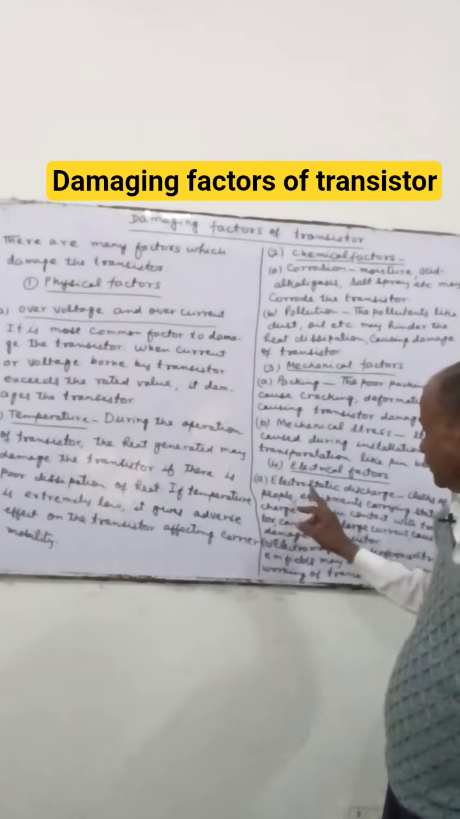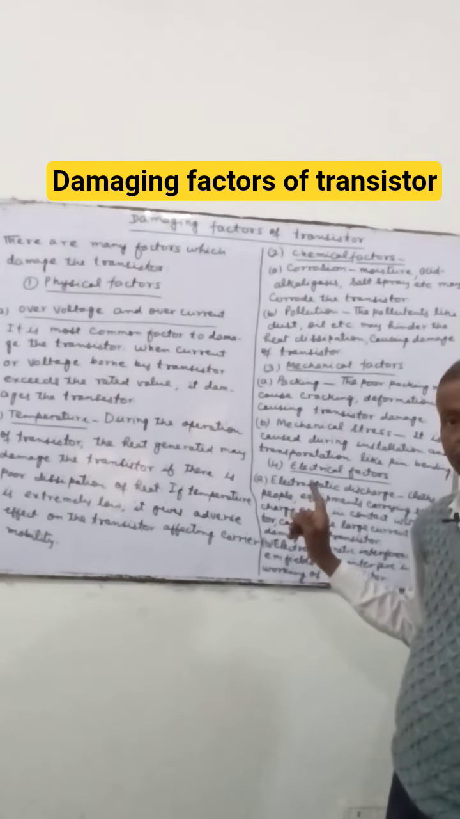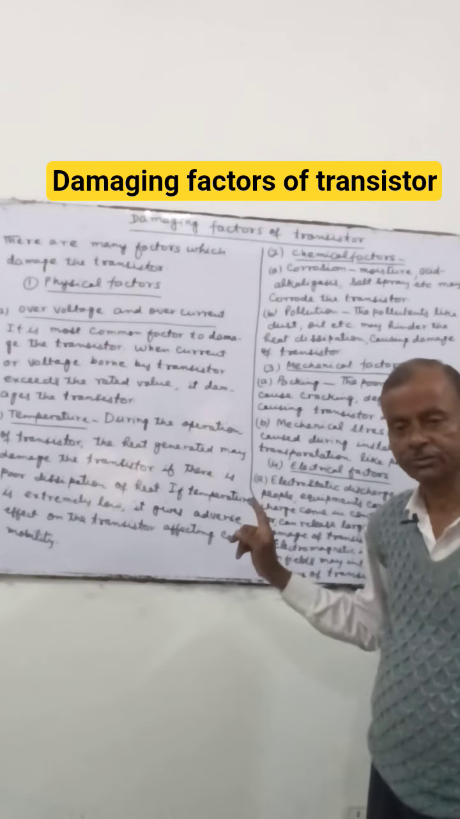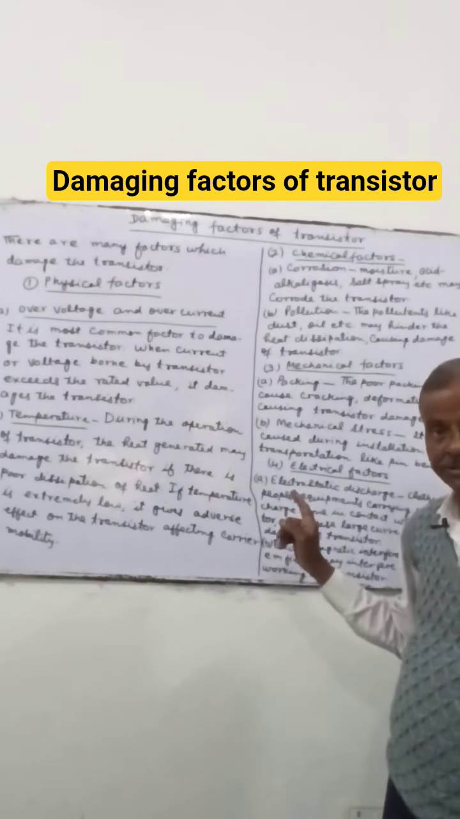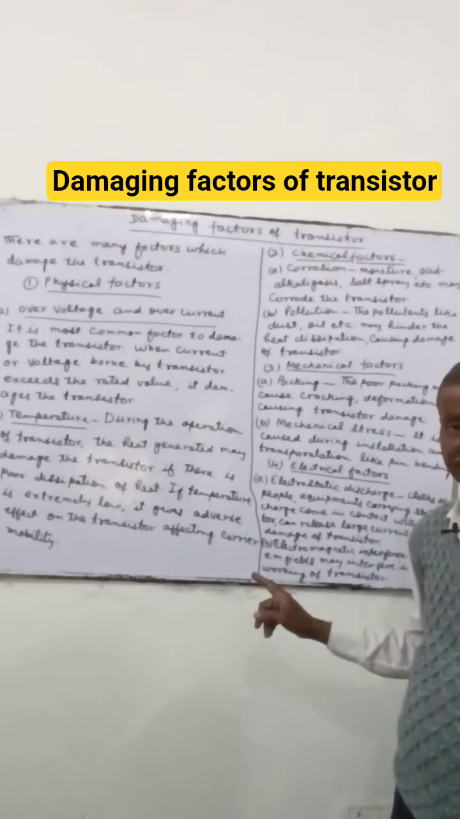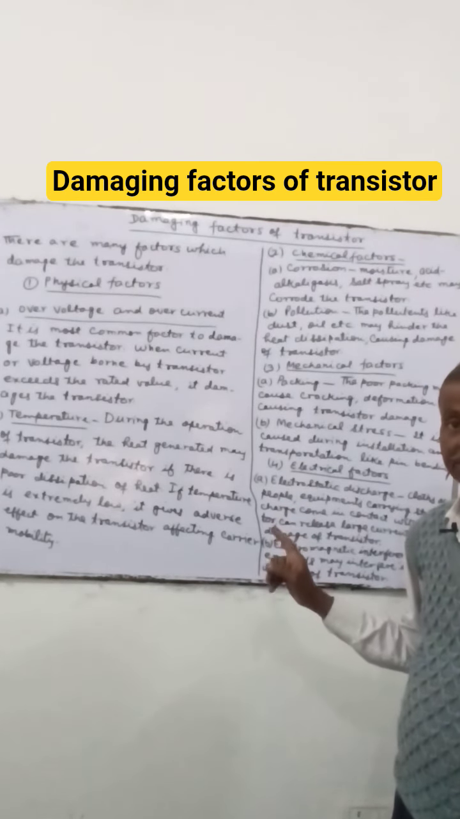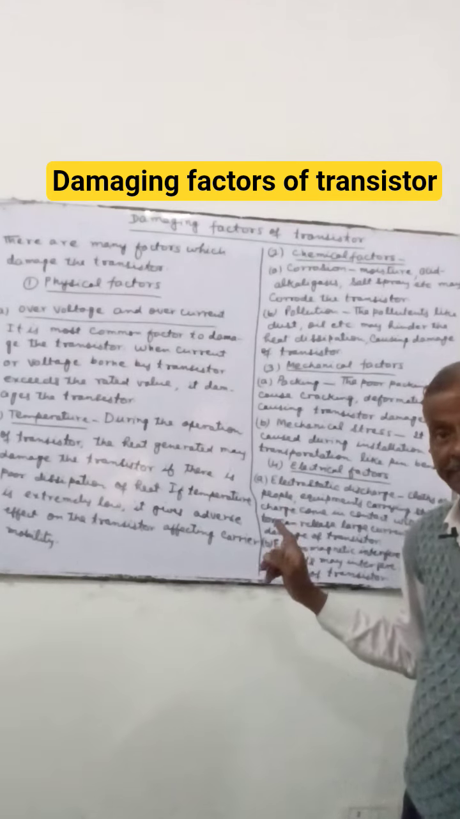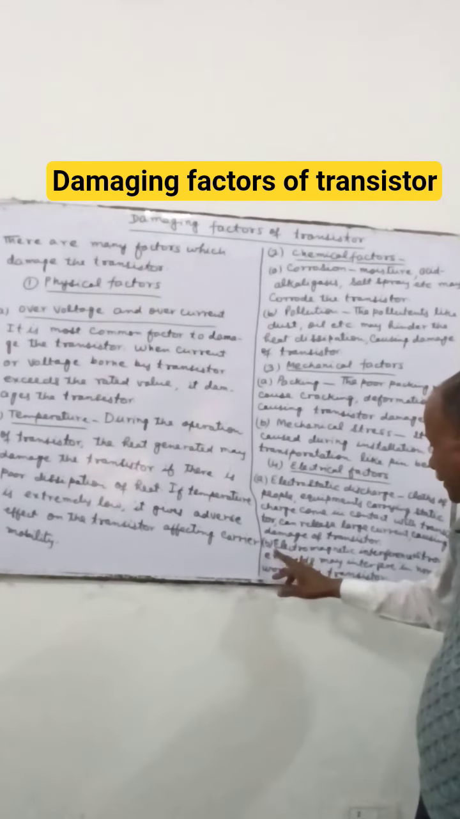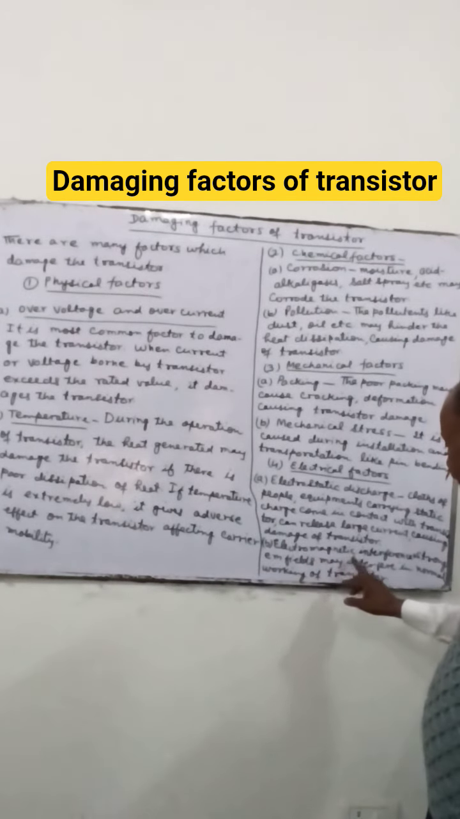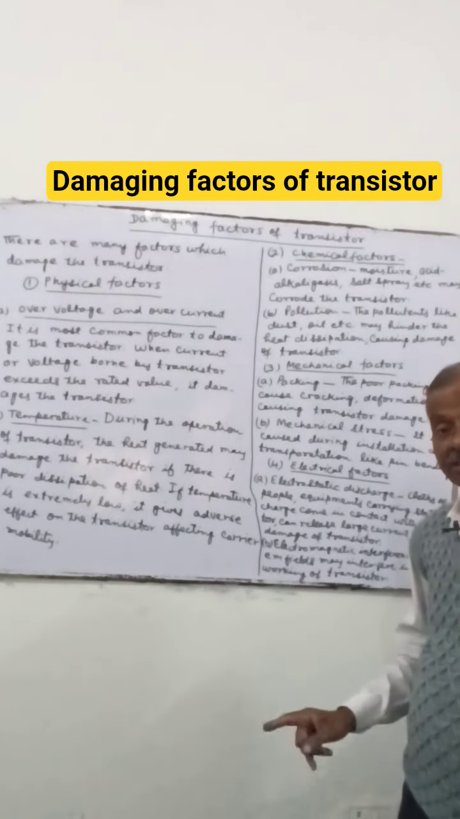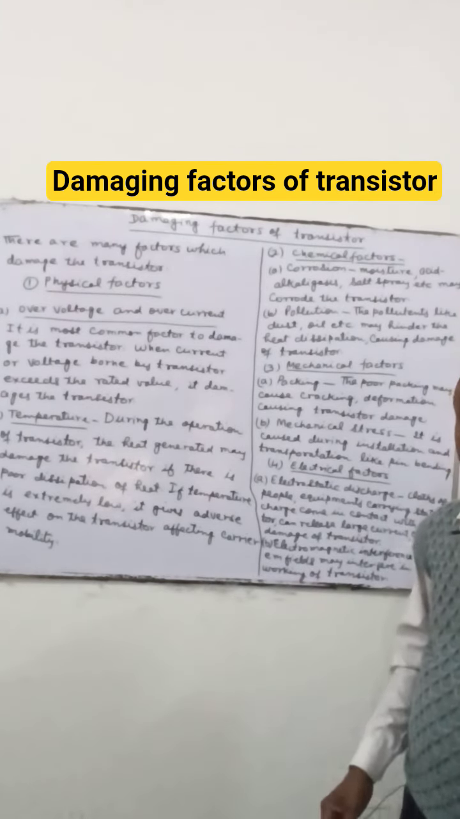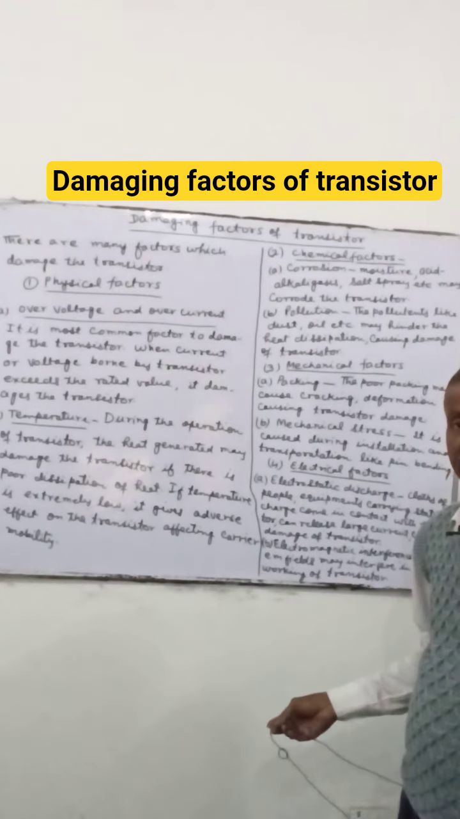Electrical factors. Now, electrostatic discharge. When the people wearing the clothes or the equipments carrying the static charge come in contact with the transistor, they release a high current that causes to damage the transistor. The electromagnetic interference. The strong electromagnetic field around the transistor may interfere in the normal working of the transistor.